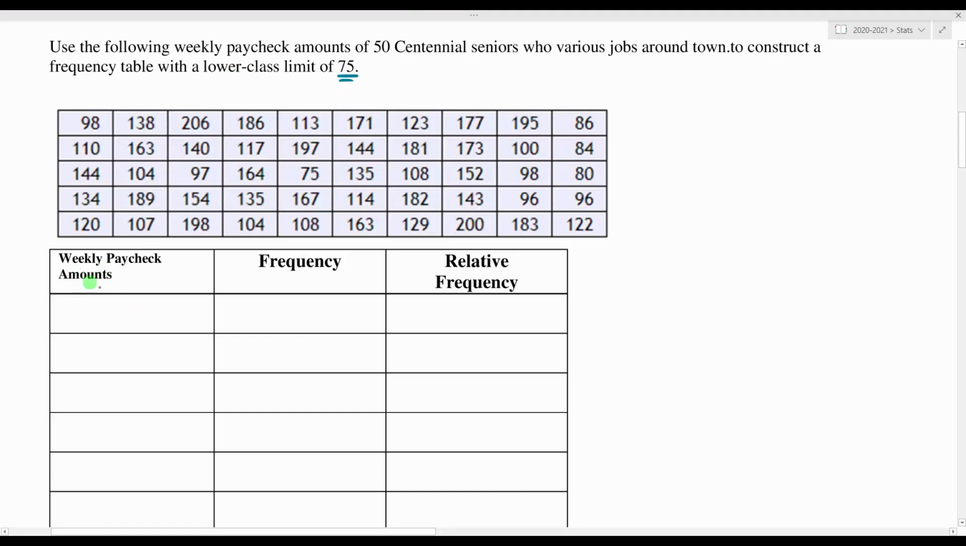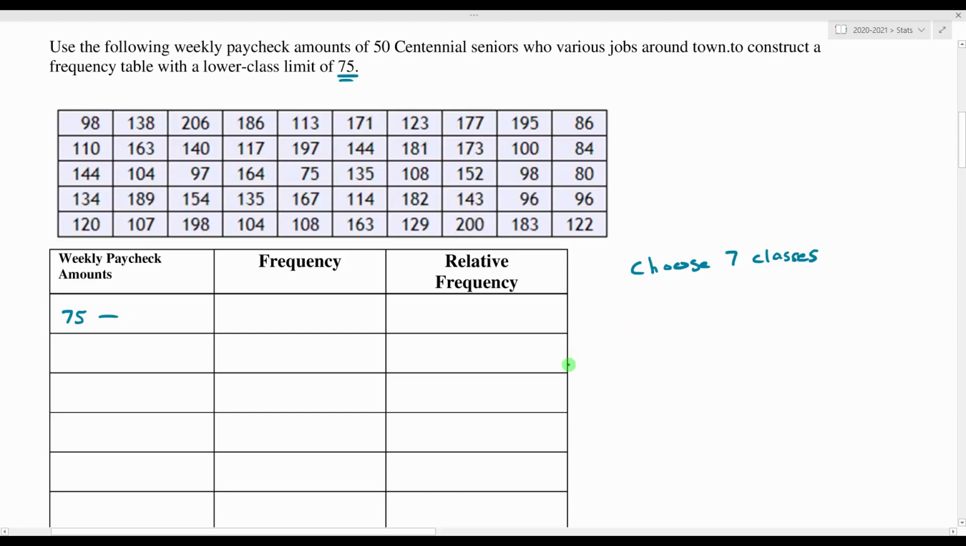So if I'm thinking over here, here's my classes, right? Weekly paycheck amounts, and this first lower class limit is going to start at 75, and it's going to go from 75 to something. So first off, I need to figure out how many classes I want, and I'm going to choose 7 classes for this one. Now, typically when you choose the number of classes, the accepted standard in the statistics field is to choose at least 5 classes. So you want at least 5 or more. So I'm going to choose 7 classes. This is a pretty good number, but you don't want to go any less than 5. All right, so we're going to choose 7 classes here.